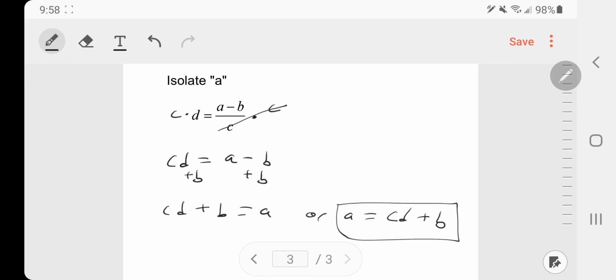Again, it's really hard to pick up on patterns in the structure of these questions, but it's more along the lines of understanding what you're doing. You're using the inverse operations, the opposite operations, to try to cancel out the stuff that you don't want next to your variable.